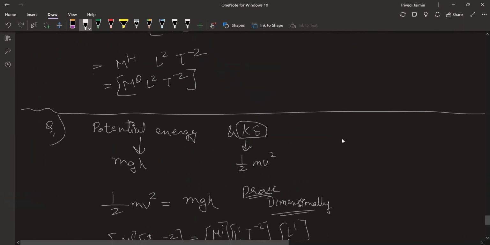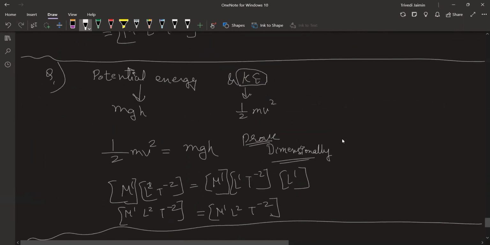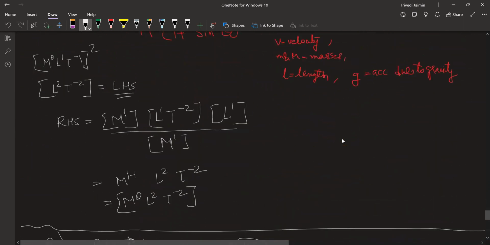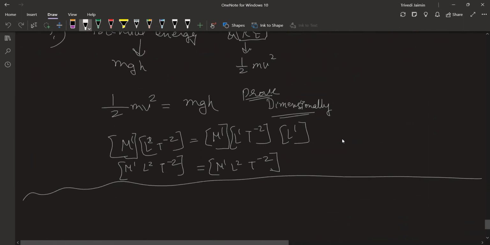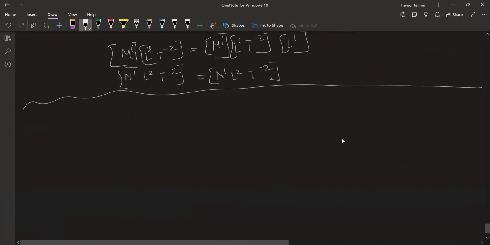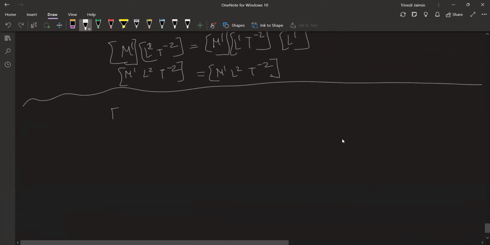Okay, so till now what we did here, we were comparing. First we found what the dimensions are for those quantities, then we compared them. Is RHS equal to LHS? Now what we'll do is, with the help of one quantity, find the formula, like F equals MA. Let's go with the first easy one, always.